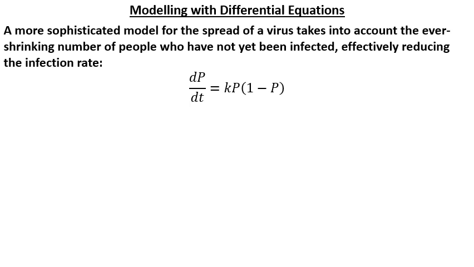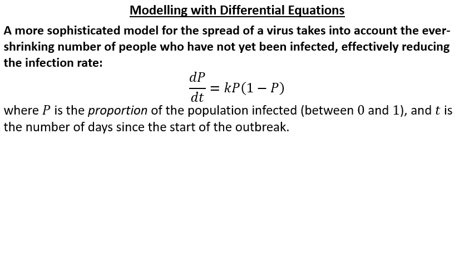dp by dt is linked to both of these things, p and 1 minus p, and here p is the proportion of the population which is infected. So it starts out very low, as in close to 0, and it increases as time goes by up to 1. Now, one other thing to mention here is that t corresponds to the number of days since the peak.